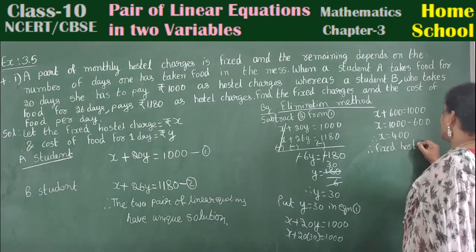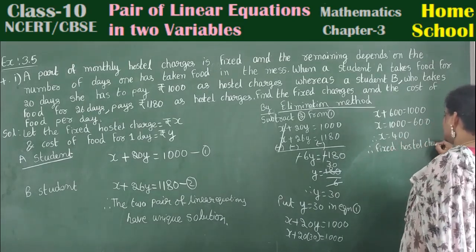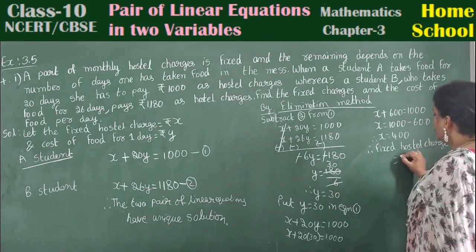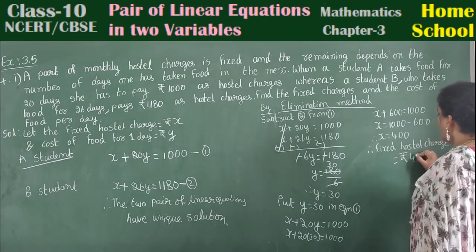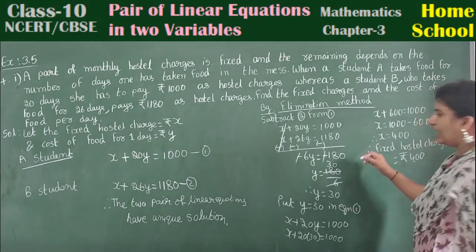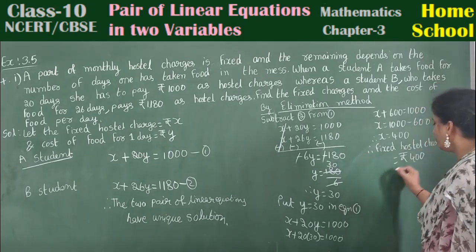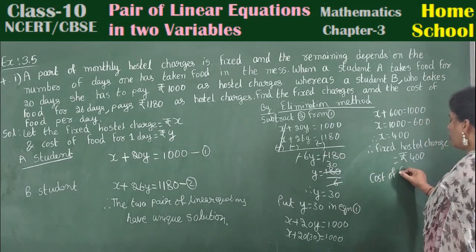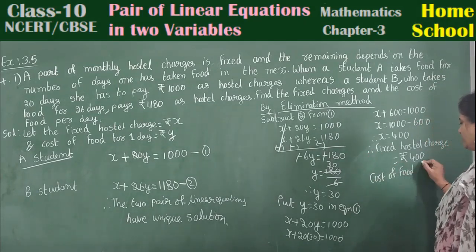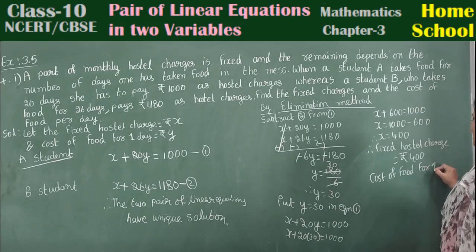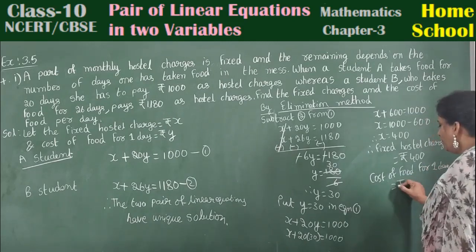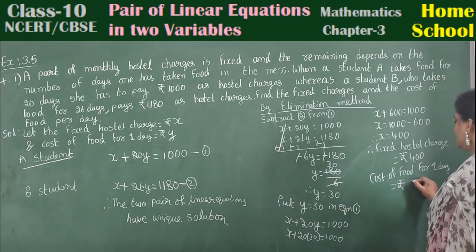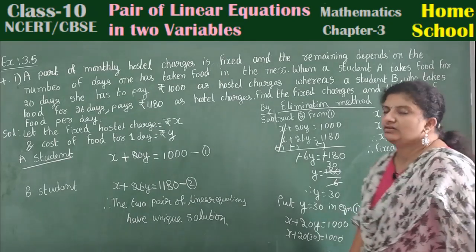hostel charge is equal to rupees 400, and everyday cost of food for 1 day in a mess is equal to rupees y. That is how much? 30 rupees.